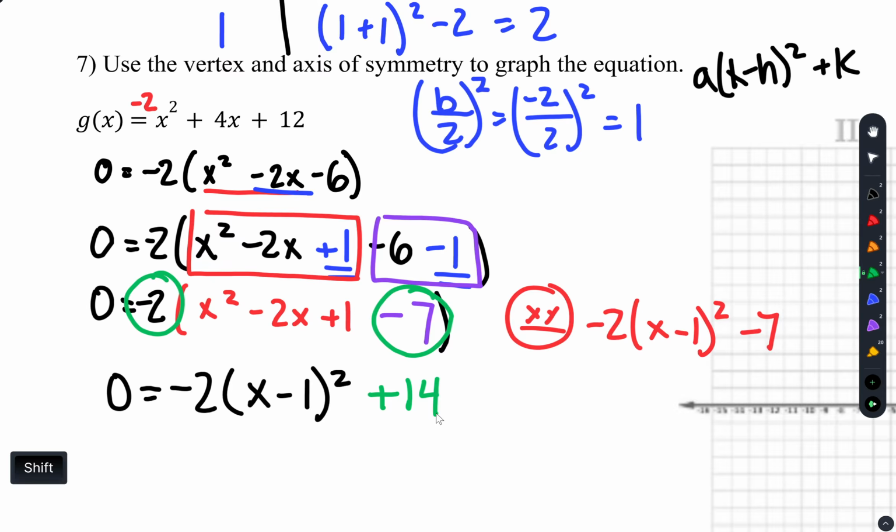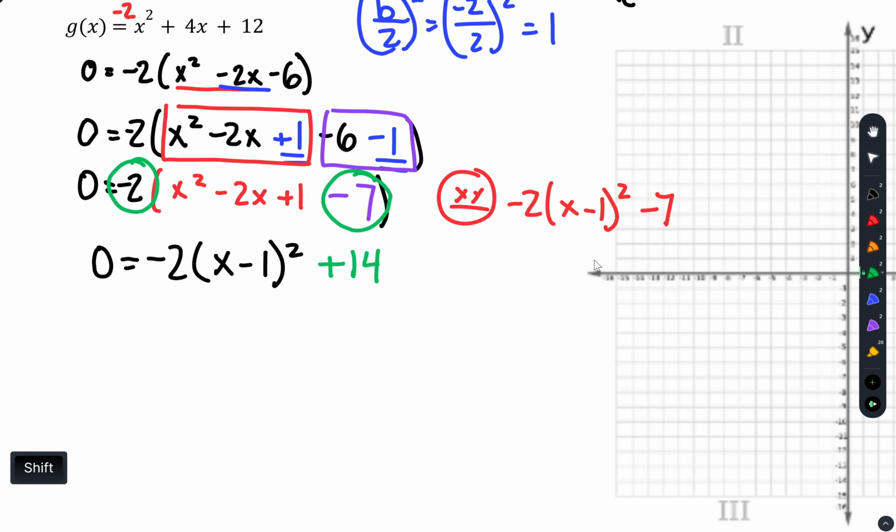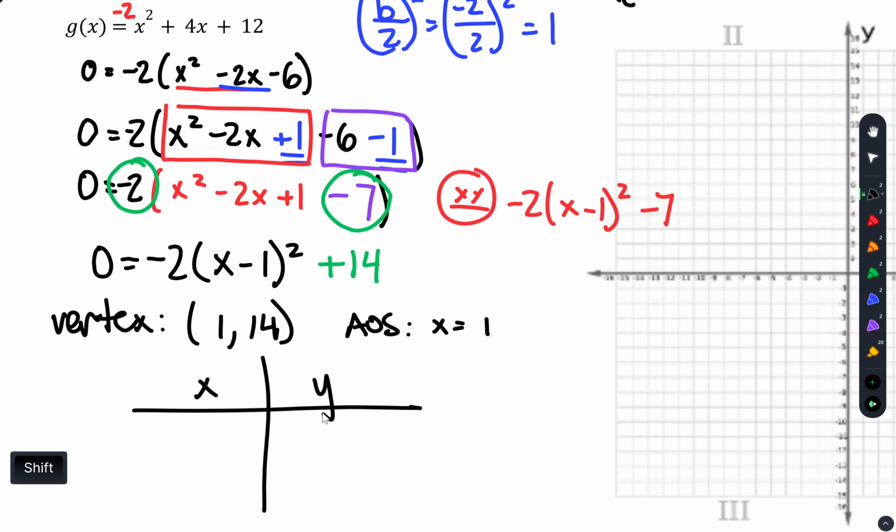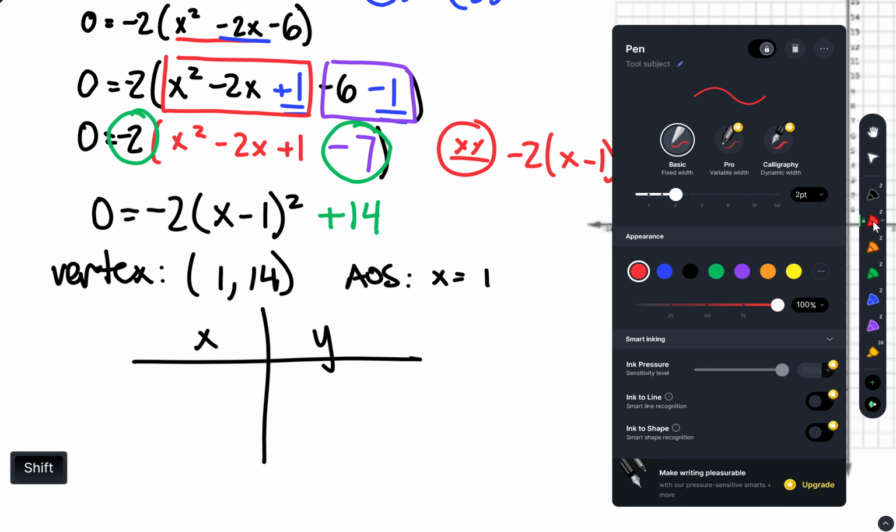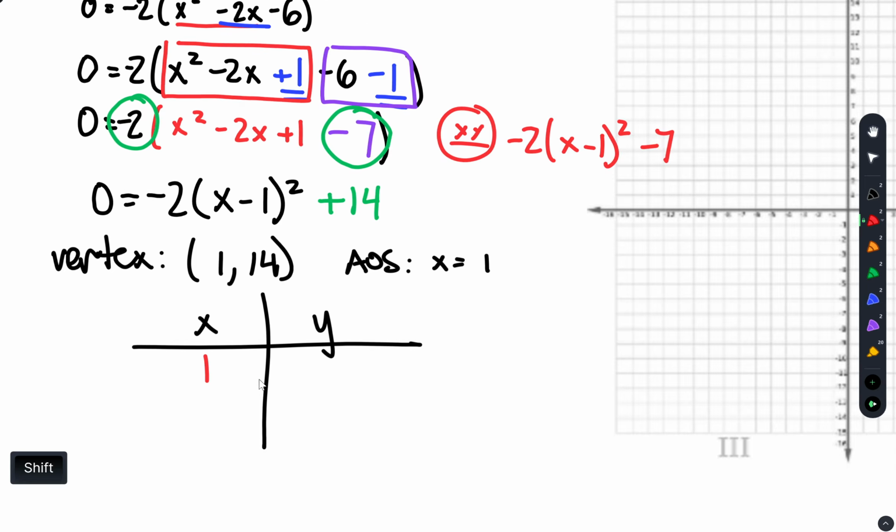We can finish this off by graphing it. That -2 becomes our a value, so that's telling me that my graph is going to get skinny. And I can also figure out my vertex. Vertex is at (1, 14). Axis of symmetry is x equals 1. Table of x and y values. My vertex goes in first, (1, 14). I'm going to pick 2 points. I personally would pick 0 and -1, but I think last class picked 2 and 3, so let's just go with that.